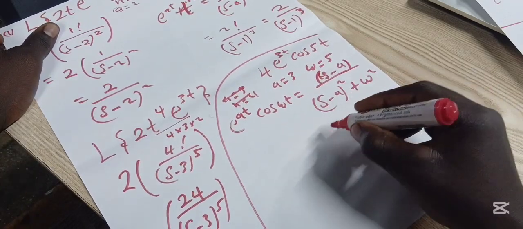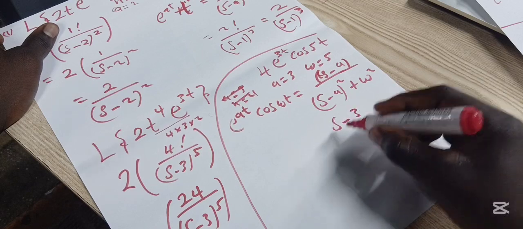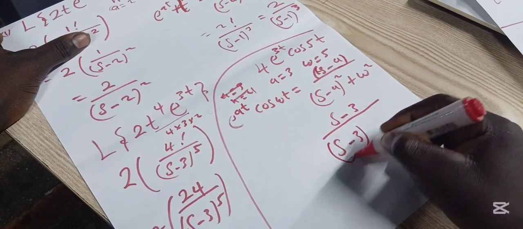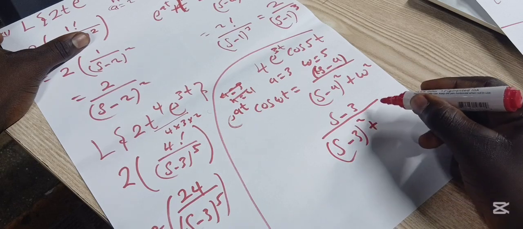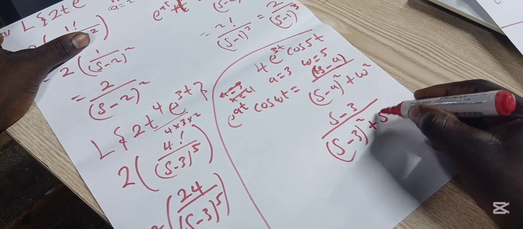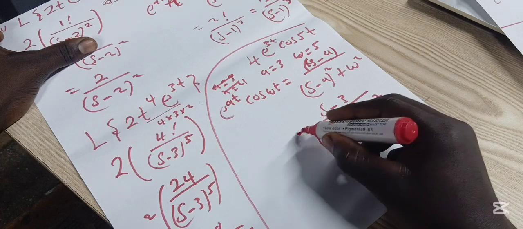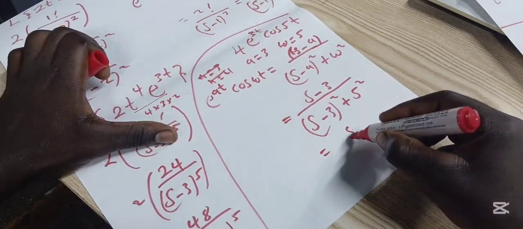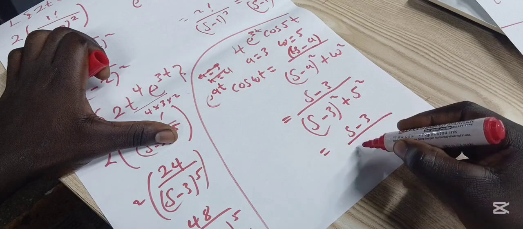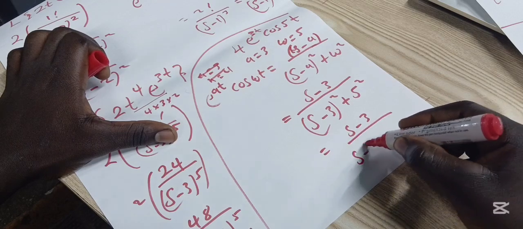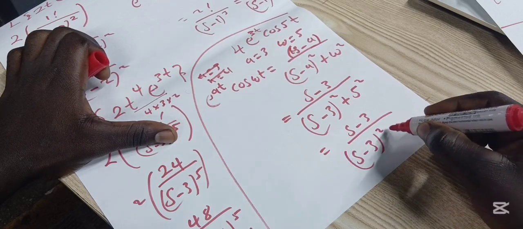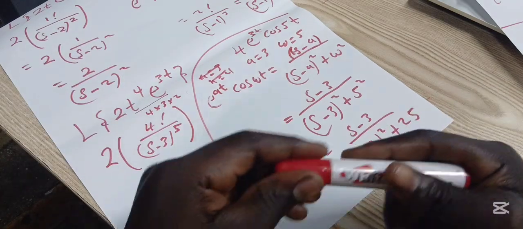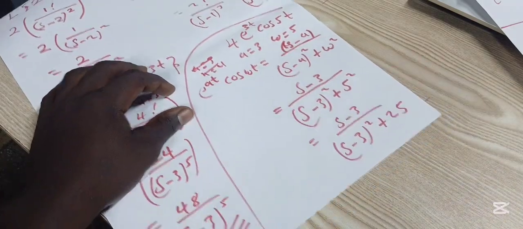So our a is 3. So we are going to get s minus 3 all over s minus 3 all squared plus our w squared, which is 5 squared. So this is going to give us s minus 3 all out of s minus 3 squared plus 25. It is best when we simplify our denominator last.